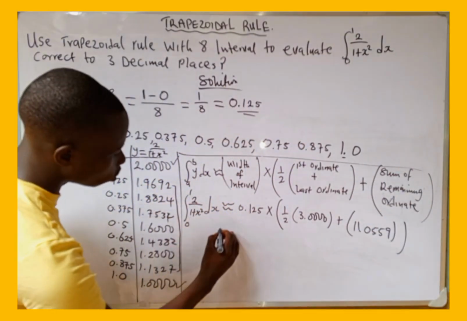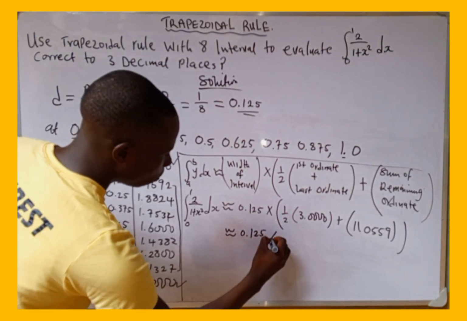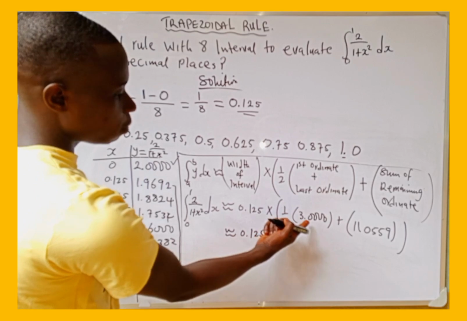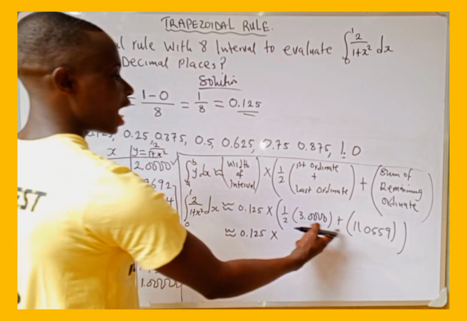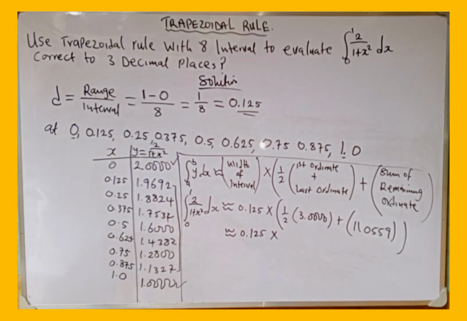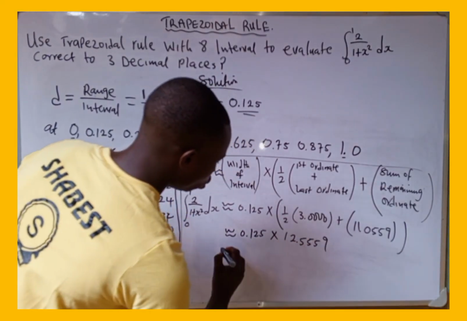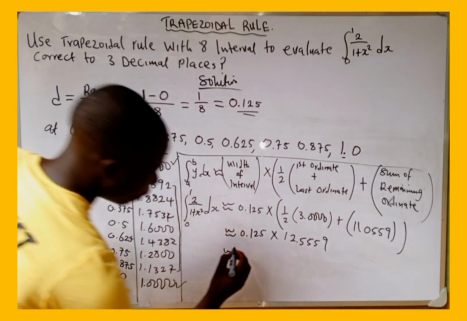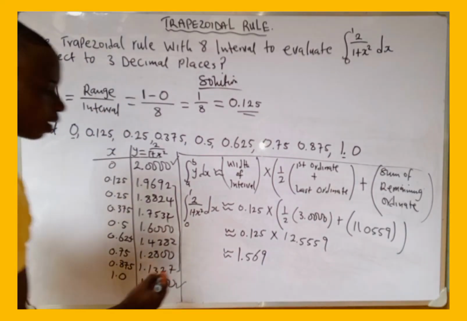So now we can simplify. This integral is approximately 0.125 multiplied by half of 3, which is 3.000 divided by 2. You press equal to, then add it to 11.0559. It's going to give us what? 12.5559. So the final answer, if you multiply 0.125 by 12.5559, we're going to have 1.569. This is to 3 decimal places.